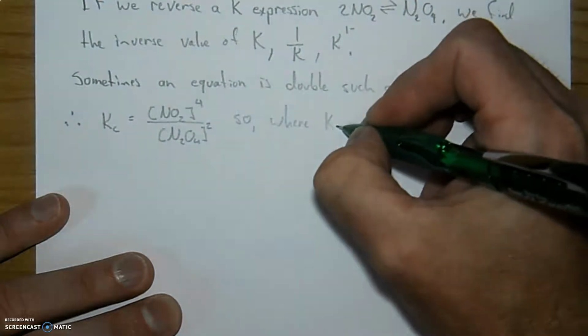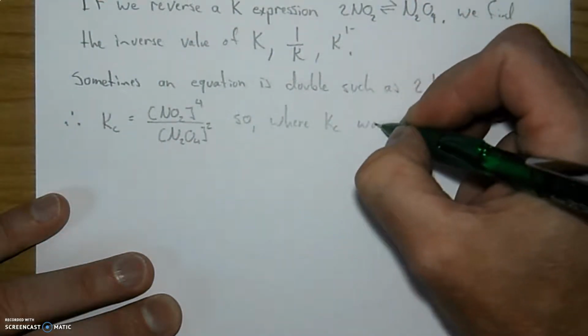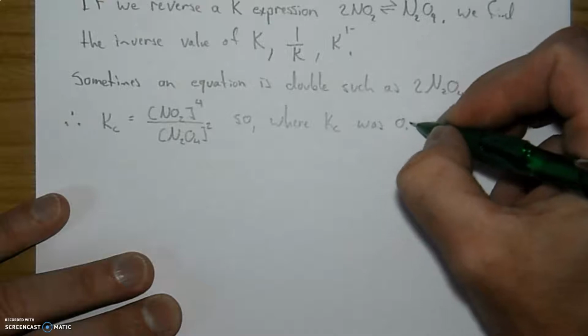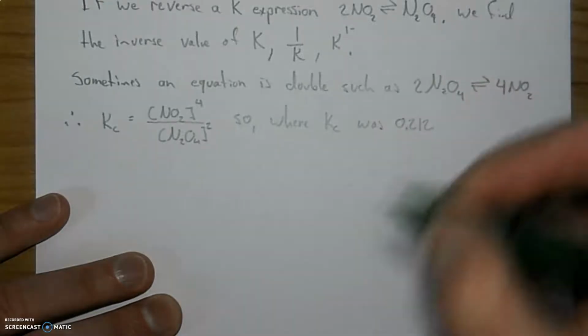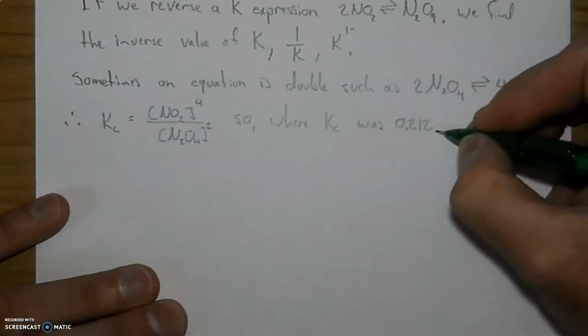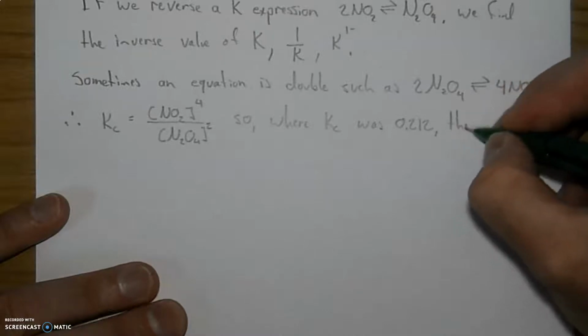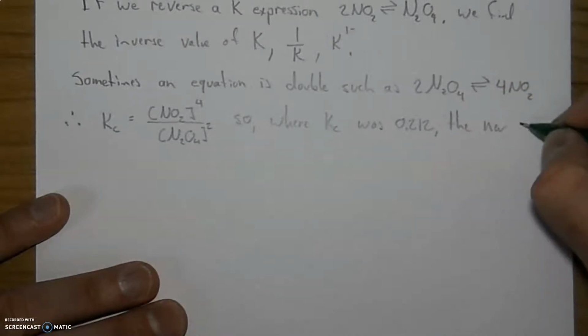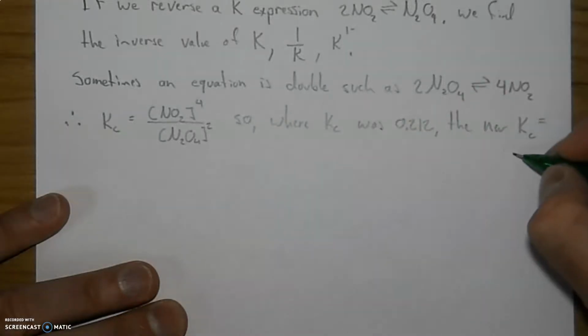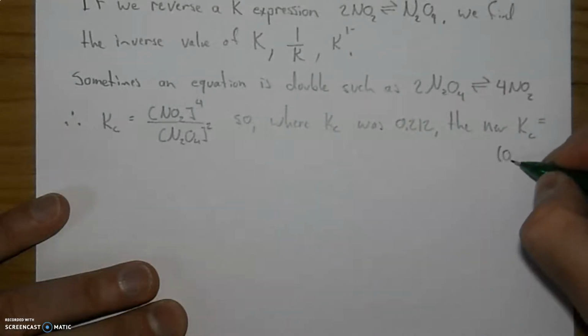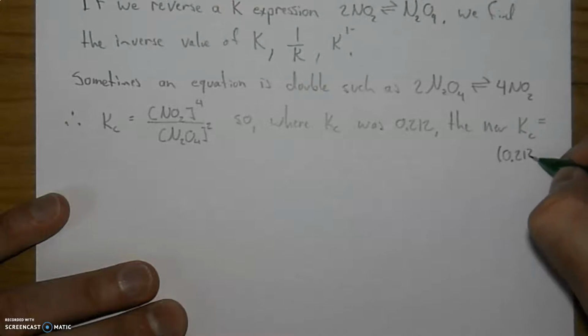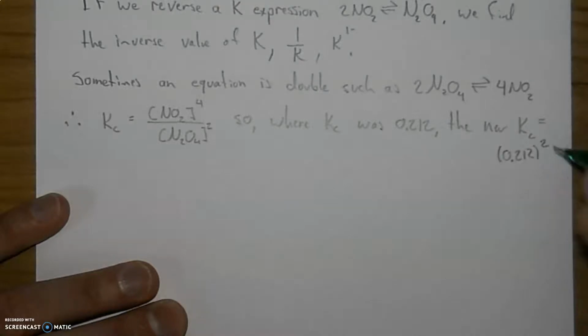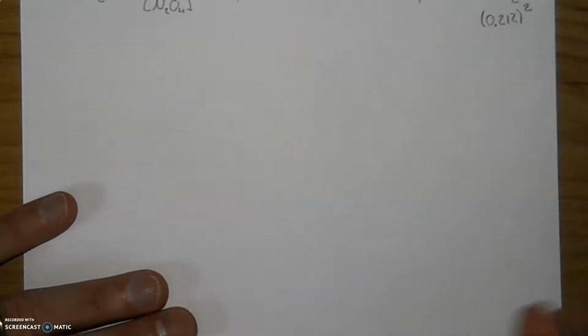So, where Kc was 0.212, or whatever value we happen to have for the reaction initially, the new Kc would equal, I'm going to write it down here, 0.212 squared. Okay? One more set of examples to put on this.